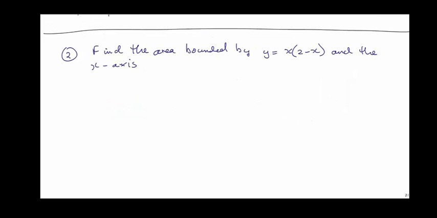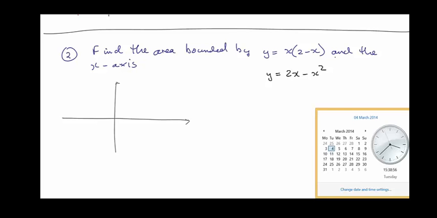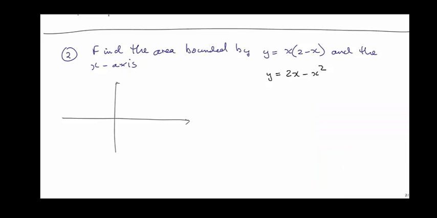The second problem, find the area bounded by y equals x into 2 minus x and the x-axis. We sketch the curve. Again, if we expand the bracket here, we have 2x minus x squared. Again, the negative x squared would mean a maximum value, and we can see that the curve passes through 0, x is 0, the origin, and x is 2, and so it will look like that, and this here is the required area.